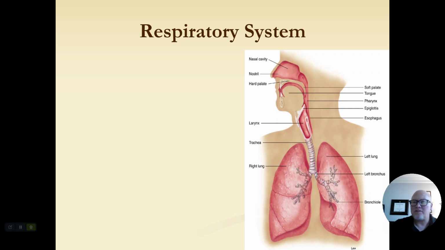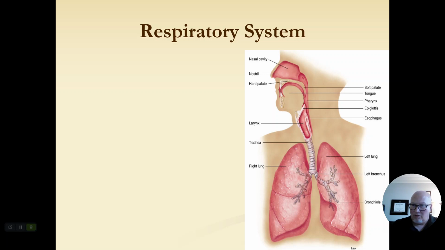The respiratory system is responsible for gas exchange. All living things have to have gas exchange of some sort. We take in a mixture of gas, which is primarily nitrogen, which we cannot use because it's two nitrogen atoms that are bonded together. We can't do anything with that. But what we do take in that we can use is oxygen and carbon dioxide.